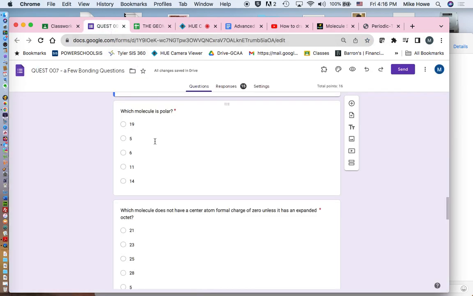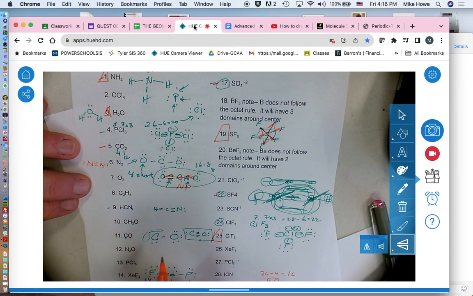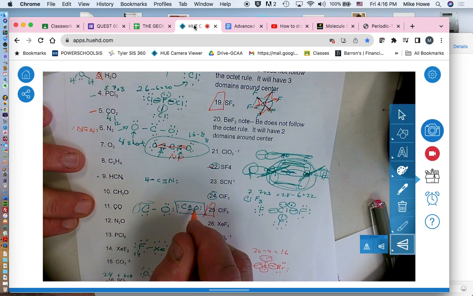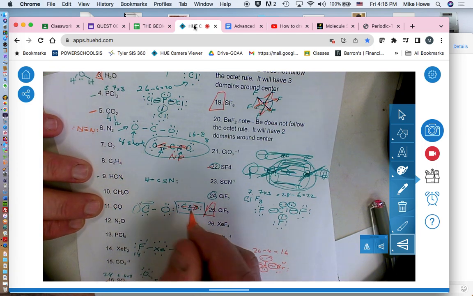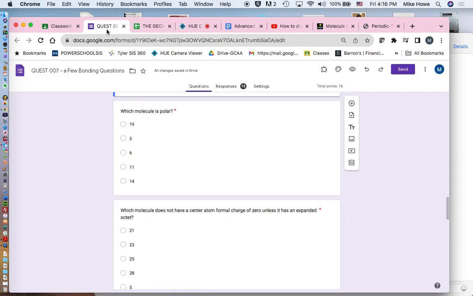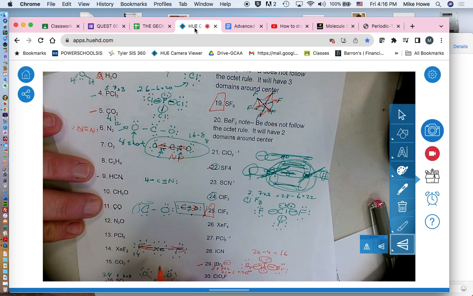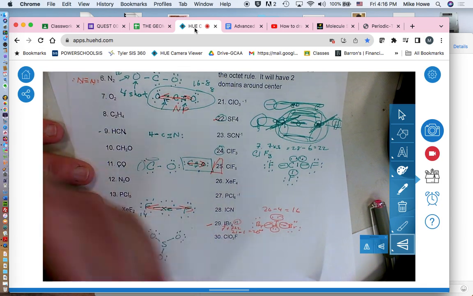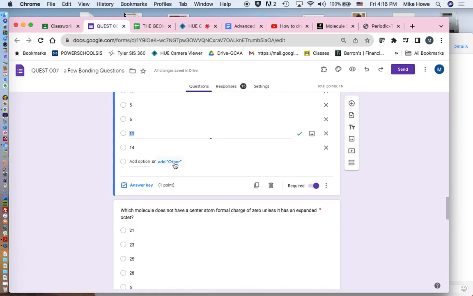Okay, we want to know which one's polar, so let's go to 11 and 14. Okay, 11 is CO. They don't cancel. There's nothing over here to pull the other way. So that's your answer. And the other one was 14, wasn't it? Yeah, 14. So 14 was XeF2. It's a straight line that way, that way. So those guys are going to cancel. So that one's not polar. So the answer to that question was CO because the vectors don't cancel.